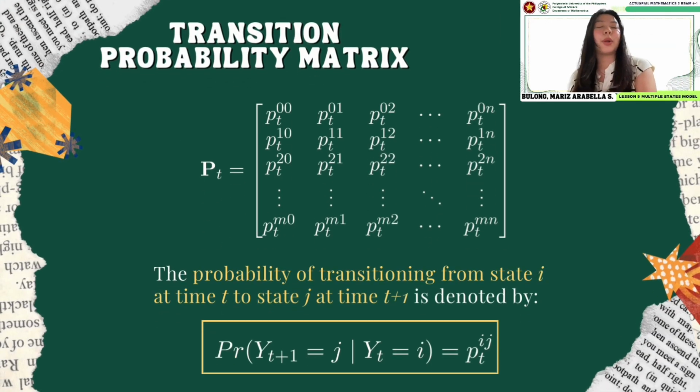So next is the transition probability matrix. The matrix P sub t on the screen represents the probability of moving from state i at time t to state j at time t plus 1. Each element of matrix P sub t corresponds to the probability that y sub t plus 1 is equal to j given that y sub t is equal to i, where i and j are the states healthy, disabled, or dead, and P sub t raised to ij represents the likelihood of moving from state i to state j at time t. The total probability of transitioning from one state to any possible state, including staying in the same state, must always sum to 1. This ensures that every individual in the model must move to some state at the next time step.